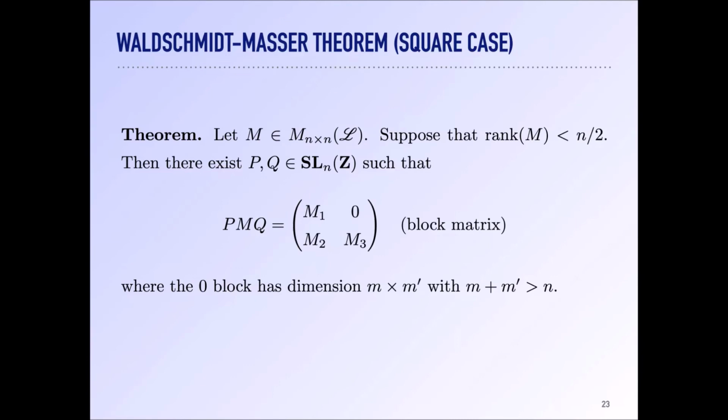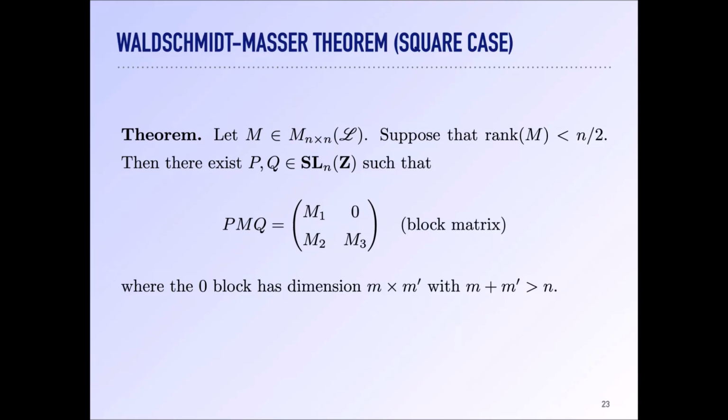You get a block matrix with an upper right corner of zeros where the dimension is large. So it's m by m prime. And one thing that's interesting is you don't get control on either dimension, in particular m or n prime, but you see that it's large in the sense that the sum of the dimensions is larger than n. It's larger than the dimension of the matrix. Okay. So in particular, m and n prime are at least 1.